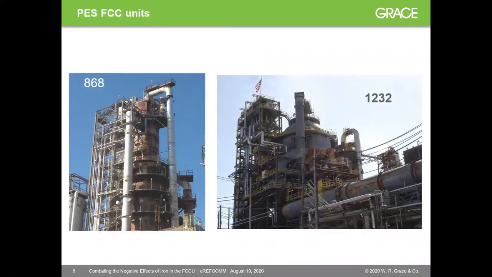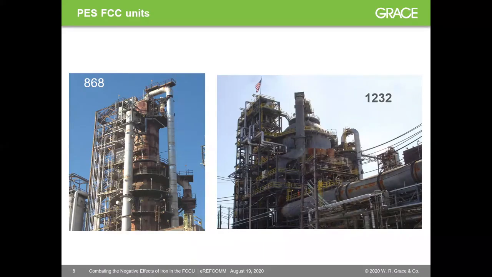Let's take a moment and talk about the two FCC units that PES operated at the Philadelphia refinery. The 868 unit, shown on the left, was a KBR Orthoflow design and operated with full CO combustion in the regenerator with a moderate level of resid in the Ecat Fe. The normal fresh feed weight was approximately 50 mbpd.